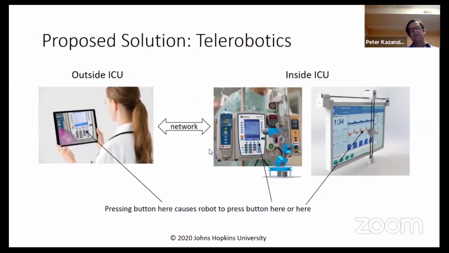And so, as I mentioned, the proposed solution is telerobotics. So the idea is you would have a healthcare worker outside the ICU looking at an image of the screen or the interface of the device. And the idea is that pressing a button here would cause the corresponding robot in the ICU to press a button. Here we're showing an infusion pump, and here this would be a ventilator touchscreen.